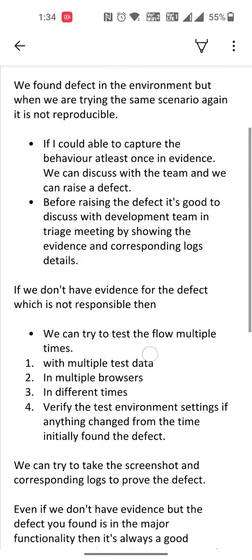So this is the case when we are able to take the screenshot of the behavior when we initially found the defect. And if we don't have any evidences for the defect which is not reproducible, then we can try the following. We can test the flow multiple times with multiple test data, or the same test data we initially used, and also in multiple browsers at different times, like 2 to 3 times in different time frames. And also, we have to verify the test environment settings: what the environment settings were when we initially found it, and what has been changed until now, because we are unable to reproduce it, right? So these are all things we can change, and we can try to capture the screenshot and logs of that particular defect behavior to prove the defect.